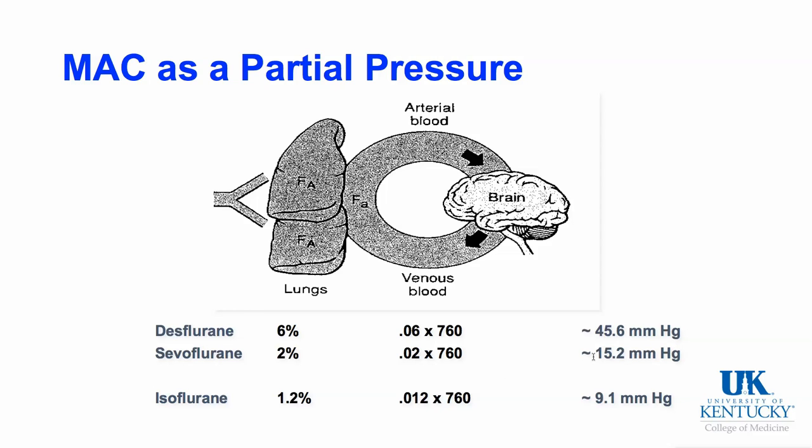1 atmosphere is about 15 millimeters of mercury, so we could say the MAC of sevoflurane is 15 millimeters of mercury, and isoflurane, same idea, 1.2% times 760, or approximately 9 millimeters of mercury. So when we think of MAC, you can think of it as a percentage because it's easier to talk about in the operating room, but really you should remember that it is a partial pressure driving the anesthetic from the lung into the blood, into the brain, where it has its effect.